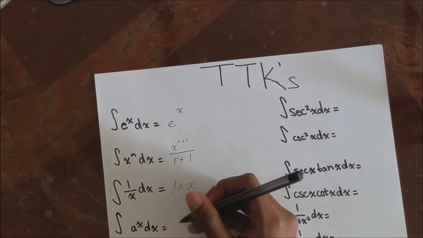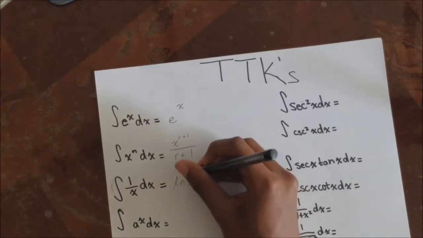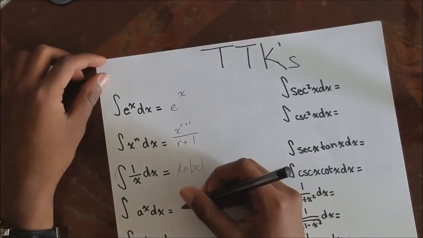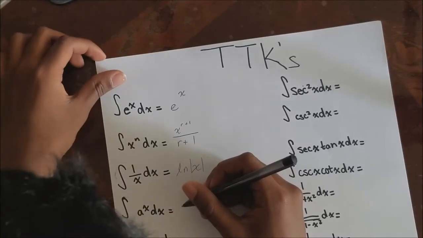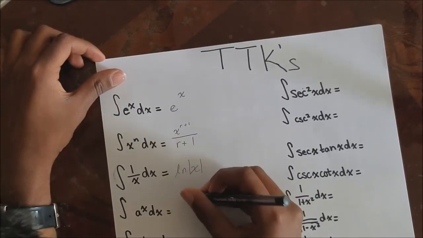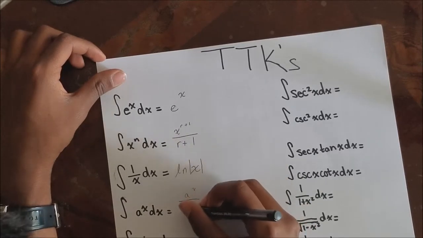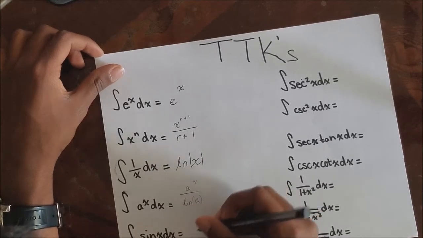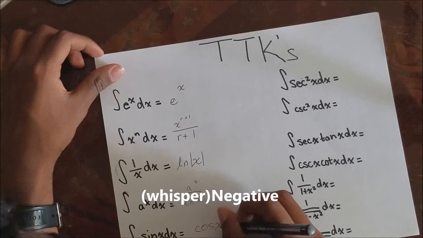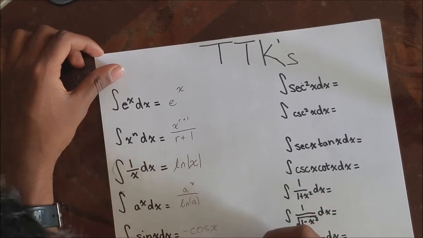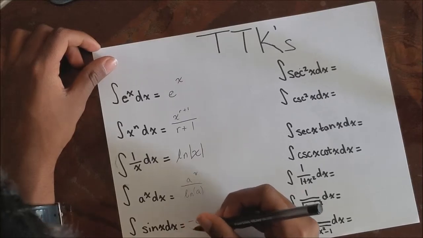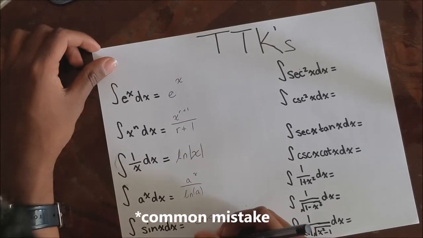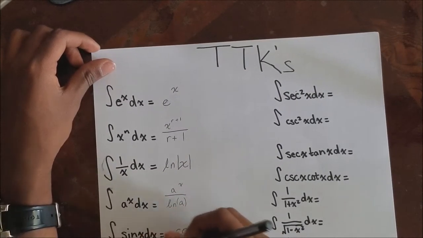Absolute value is needed. Natural log of the absolute value of x. Okay, moving on. Now we have the integral of a to the x dx, which is simply a to the x over the natural log of a. We have the integral of sine of x, which is negative cosine of x. And then we have the integral of cosine of x, which is just sine of x. Oops, I almost forgot the negative. Oh wait, no negative. This is an integral, not a derivative.